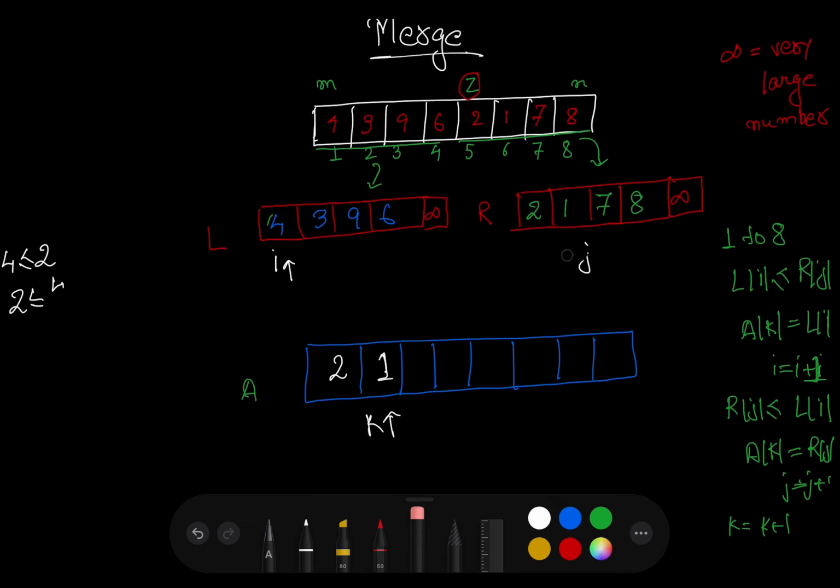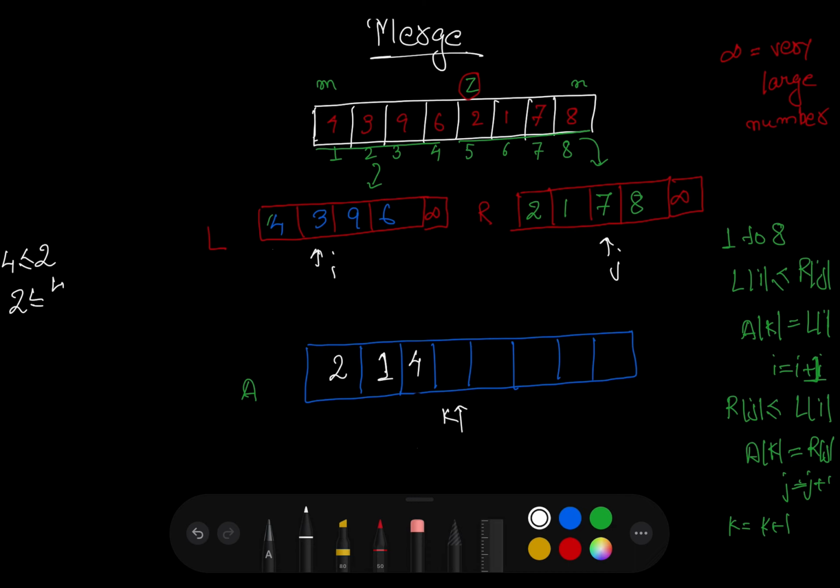Then again j and i will be incremented. So now j will point to here and k will point to here. Now check 4 and 7. 4 is actually now less than or equal to 7. Then 4 comes down to this place. This part executes. Now i will be incremented, and subsequently k also gets incremented. Now i will point to here and k will point to here.